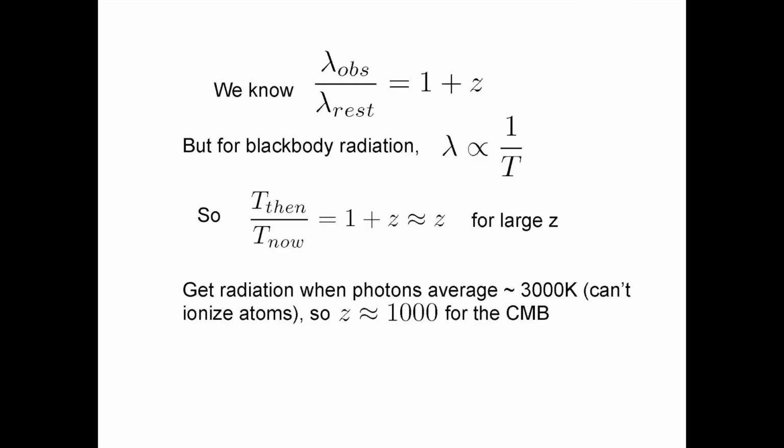Slide 17. We know that the observed wavelength over the rest wavelength, that is the wavelength that was emitted, is 1 plus the redshift by definition. For blackbody radiation, the wavelength goes inversely as the temperature. And so that's how we get what I already said, that the temperature then divided by the temperature now is equal to 1 plus z, but that's about equal to z if we have a very large z. So 3,000 degrees to 3 degrees, that's the redshift of 1,000 at which we're seeing this radiation.